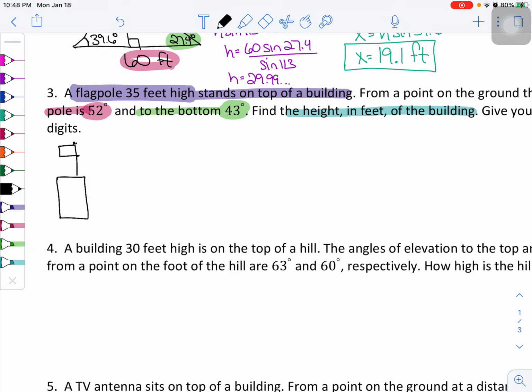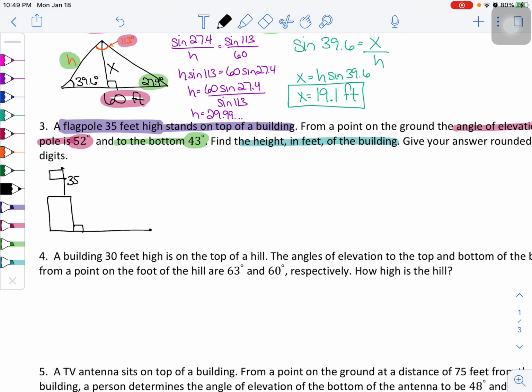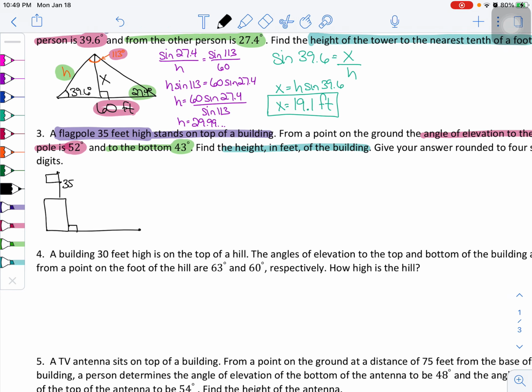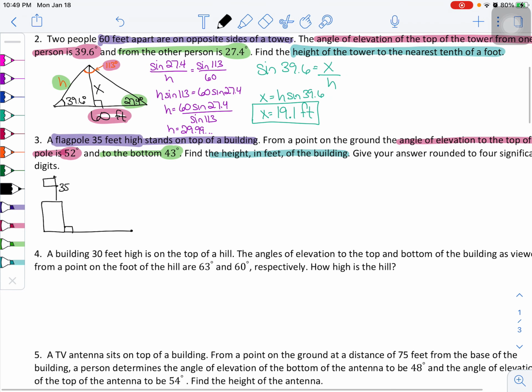So here's the idea. We have a building, and on top of the building is a flagpole. Now, we know that the flagpole is 35 feet high. Now, when it says a point on the ground, just literally pick a point on the ground. We're going to assume that the building was built perpendicular to the ground. This is not the Leaning Tower of Pisa in this problem, and if it was, I would tell you.